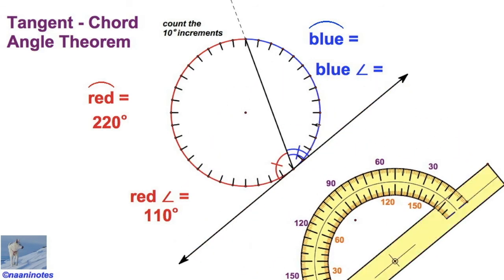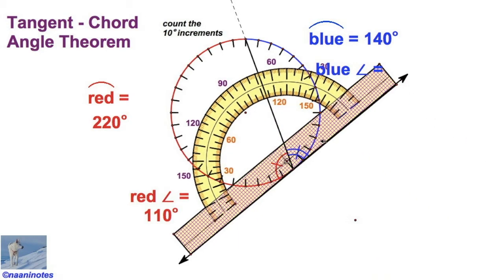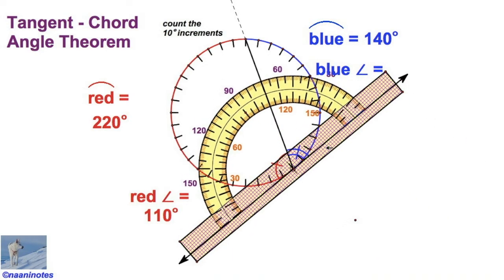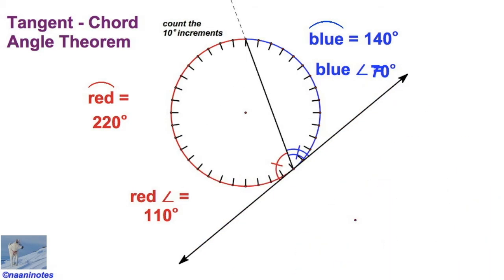Now, I guess while it's here, let's do this. Count all these little arcs, or these little tick marks here. And they are, again, the 10-degree increments. And you'll see here on the blue arc, you have 14 of them for 140. And again, if I were to put this protractor on here, I can see this is my 60. I'm on the top scale now, 70.